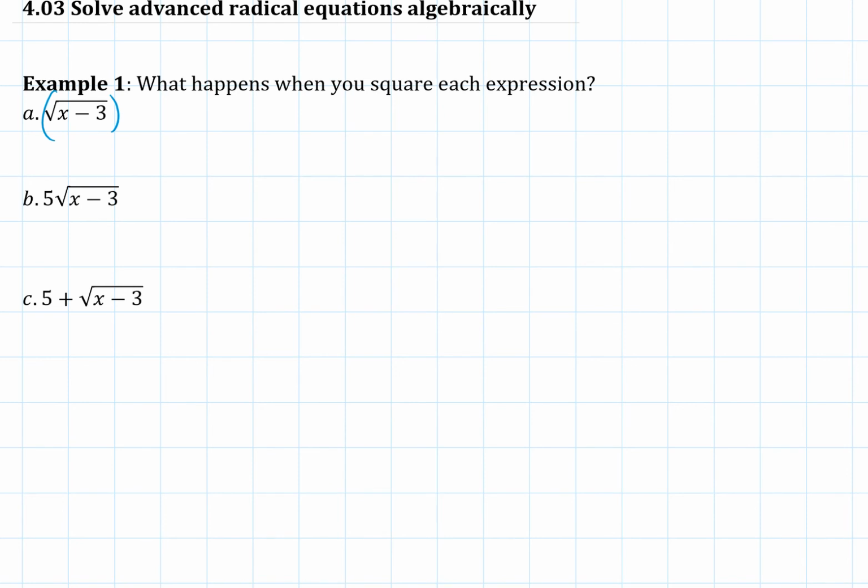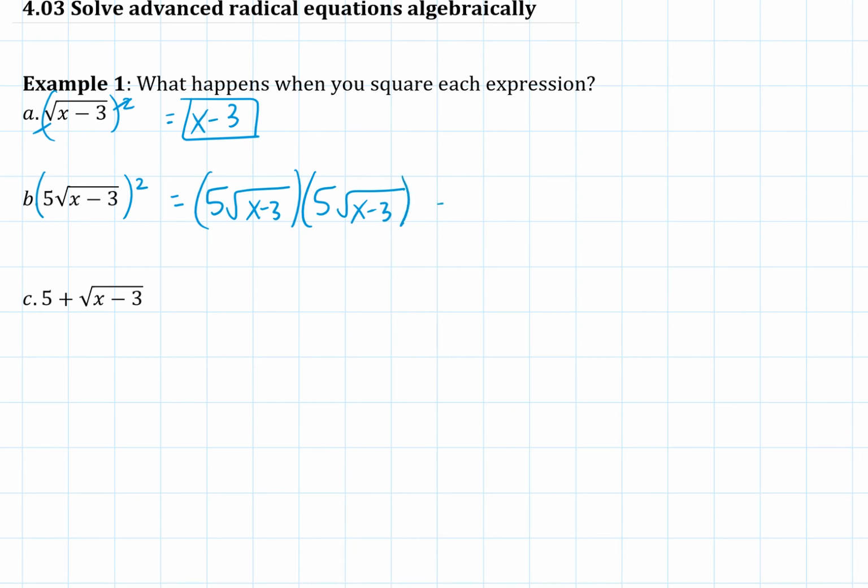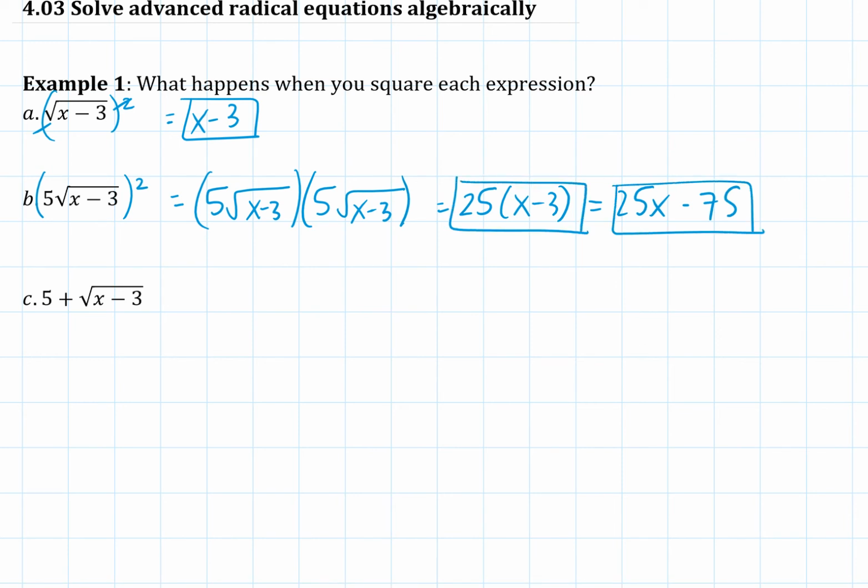Squaring and taking the square root are inverse operations, so they undo each other. So that is to say they sort of cancel each other out. So you just get x minus 3. But if you square 5 times the square root of x minus 3, that means you're multiplying 5 root x minus 3 by itself. And you notice multiplying 5 by itself, of course, is 25. Squaring square root of x minus 3 is x minus 3. So you get 25 times x minus 3, or 25x minus 75. Either of these is a correct expansion.